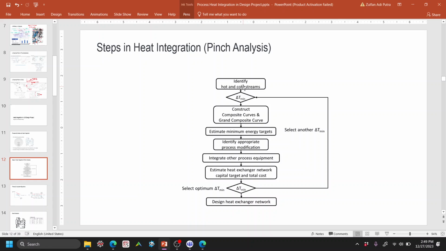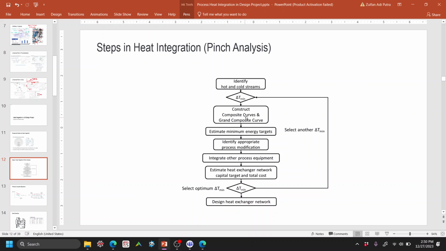So I will repeat this. Once we get our mass energy balance reconciled, we identify the hot and cold streams. Hot streams are streams that we need to cool down, and cold streams are the streams that we need to heat up. Then we select an arbitrary delta T min, like an average delta T, across the plants that we are going to use to design heat exchangers. Once we get that, we calculate the composite curves for the hot and cold streams, and also the grand composite curve.